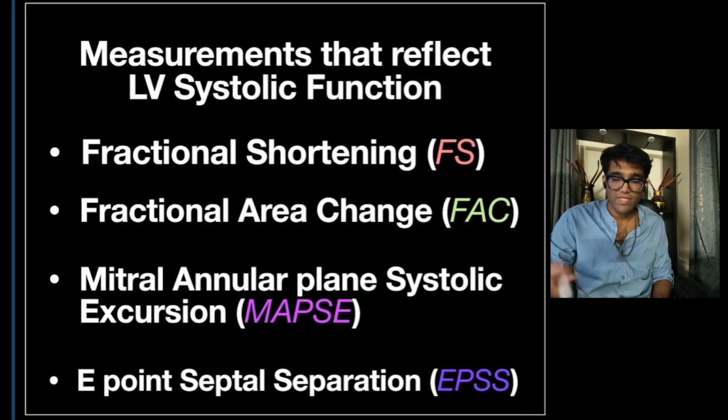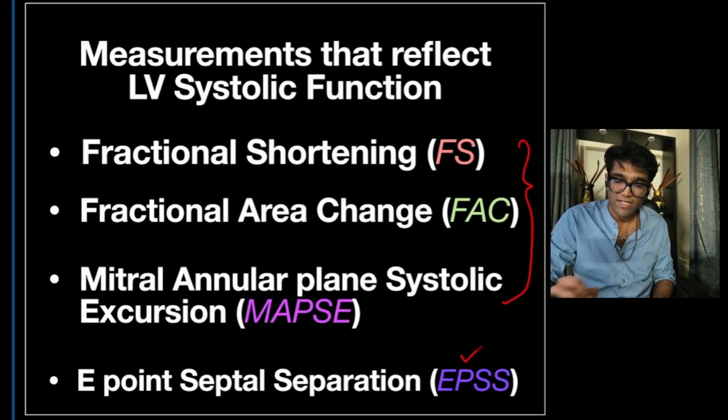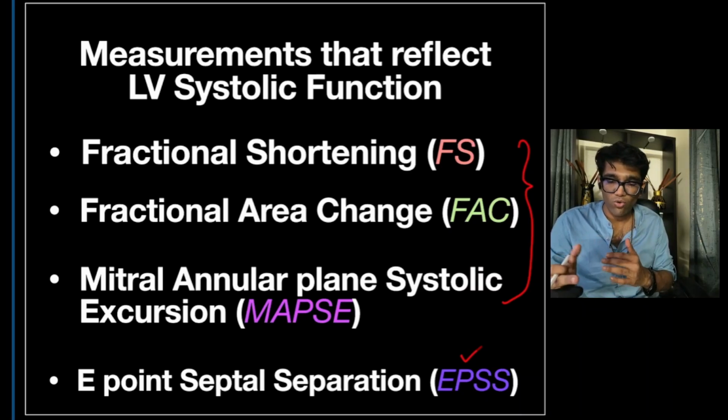Now these 3 actually reflect actual shortening in different axes. E-point septal separation reflects both systolic contraction and relaxation. But it does, through a regression formula, correlate with the ejection fraction, although not very exactly. So we'll come to that.